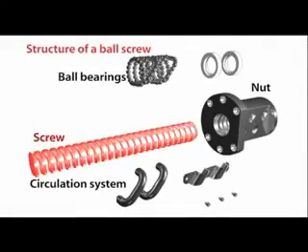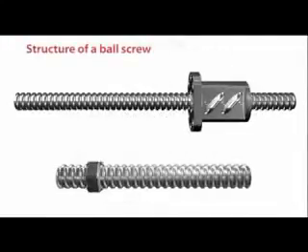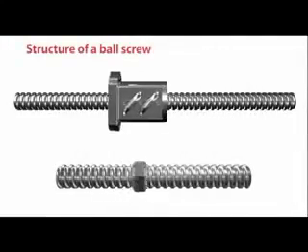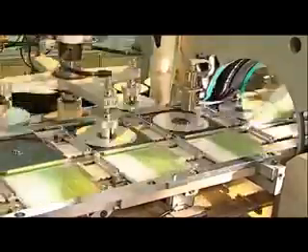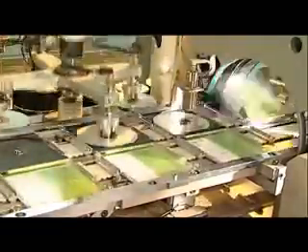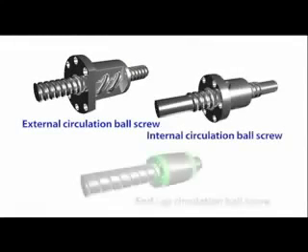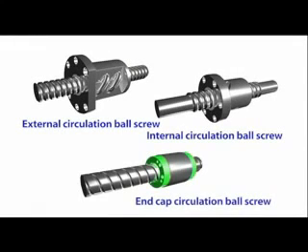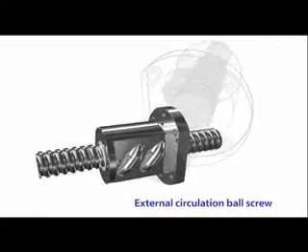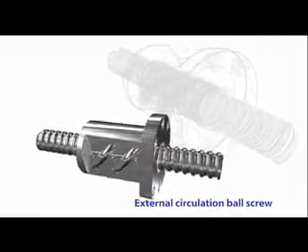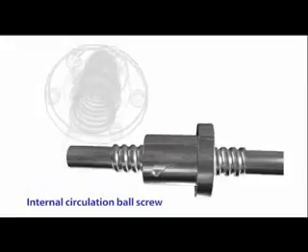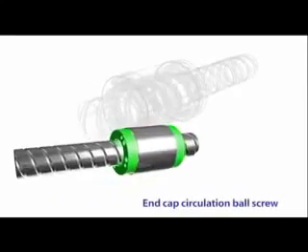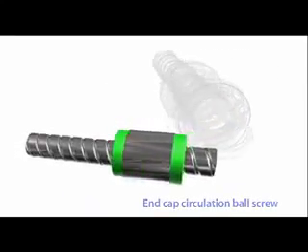Ball screws are composed of screws, nuts, a recirculation system, and ball bearings. They are low-friction transmission elements that can be used to convert rotational motion to linear motion, or to convert torque to axial reciprocating action. There are three types of ball screws, which differ in how their ball bearings circulate: external circulation ball screws, internal circulation ball screws, and end cap circulation ball screws.